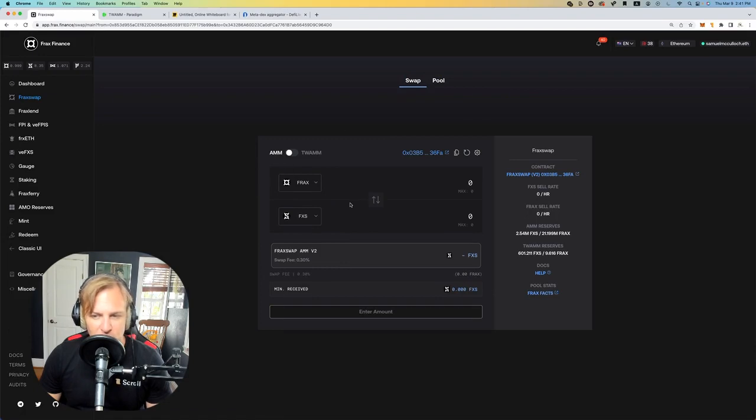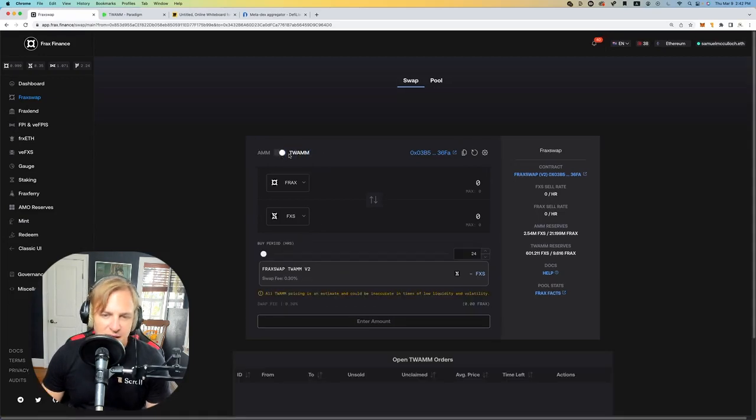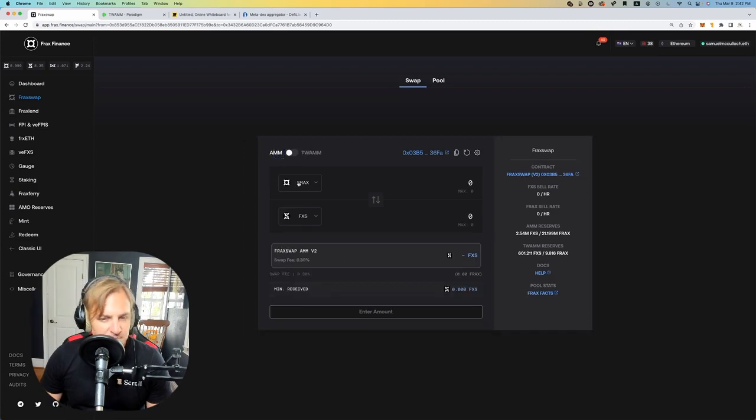So on the swap page, you're going to see this box. There's a lot of information here, actually, much more than you would see on Uniswap. But at the end of the day, it works very much like Uniswap in that it has close to the same design. So inside of FraxSwap, there are two things that you can choose from. There's an AMM and a TWAMM. An AMM is an automated market maker. A TWAMM is a time-weighted average market maker. Let's start with AMM first. This is the AMM page.